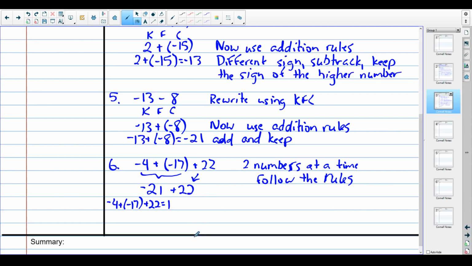Okay? And that's it. Adding and subtracting integers. Okay? Good luck. This is a tough one.